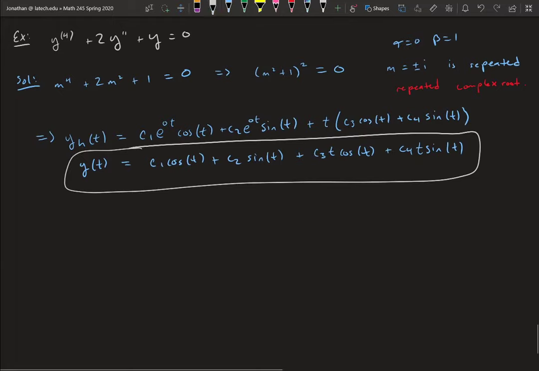Let's look at another one, and then we'll do something a little bit harder. This one we'll do is y triple prime minus 2y double prime minus 5y prime plus 6y equals 0.